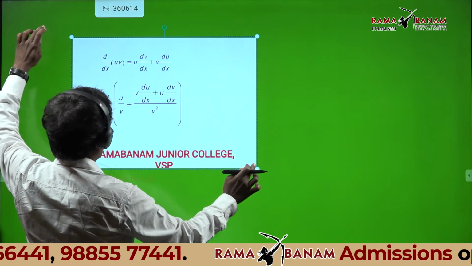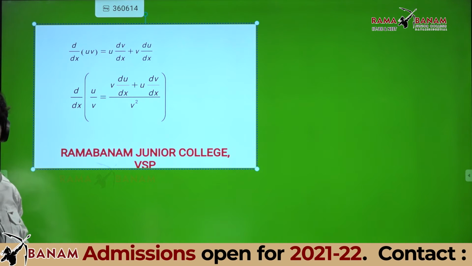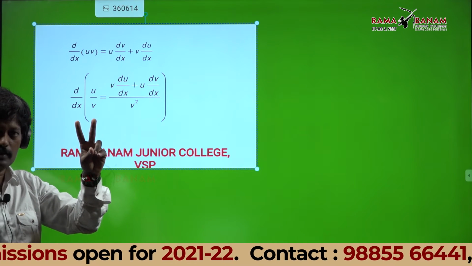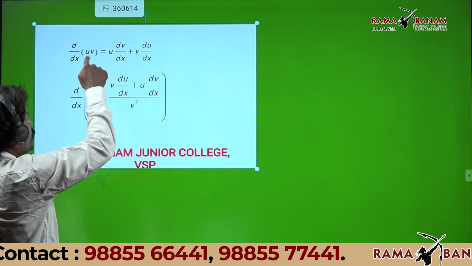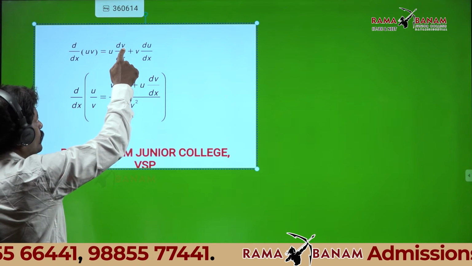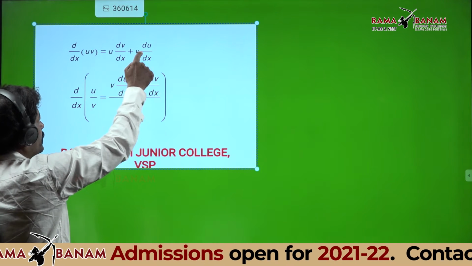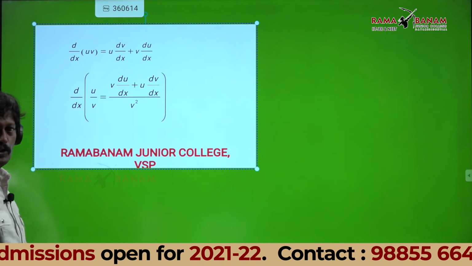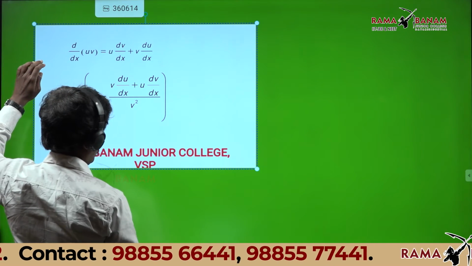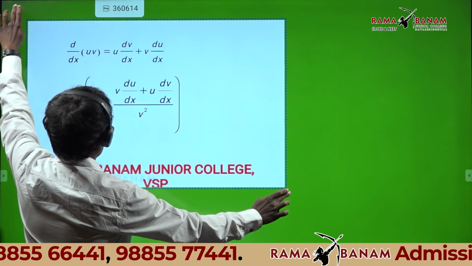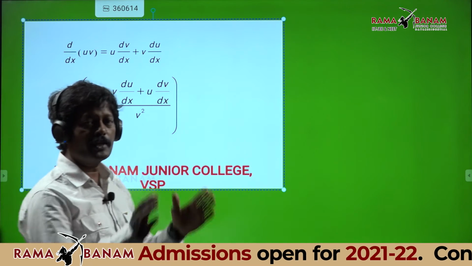Now look at this. Write this formula. The uv formula: if you have a product of two functions u into v, then the derivative of uv is function u into derivative of v plus function v into derivative of u, du by dx. UV means product of two functions.